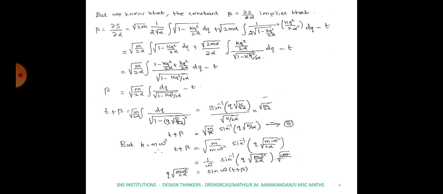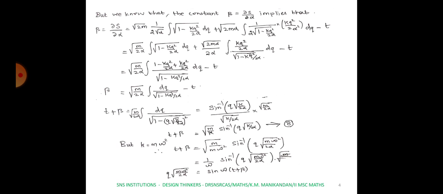You write sin inverse of q into root of k by 2 alpha divided by, since we are differentiating, we take the constant root of k by 2 alpha and write it in the denominator, and then in the numerator root of m by 2 alpha is there. So now on simplification, root of m by 2 alpha divided by root of k by 2 alpha, you will get root of m by k into sin inverse of q into root of k by 2 alpha. This is the value of t plus beta.